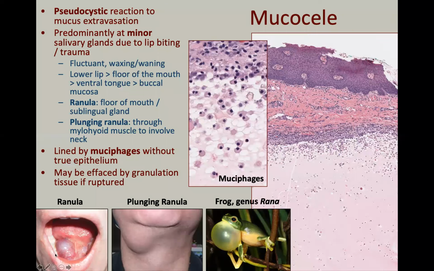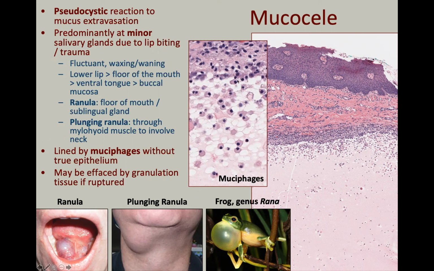As you can see, here's a very prominent clinical example on the floor of mouth. But often they just present as small fluctuant masses on various sites of the mucosa, and they are pseudocystic reactions to extravasated mucin, generally from biting lips or other trauma. Once they become big, like this bottom left picture, they're called a ranula, which comes from the phenomenon of the chin of the frog where it bulges out. And a plunging ranula is when that mucocele plunges down through the mylohyoid muscle to involve the neck.